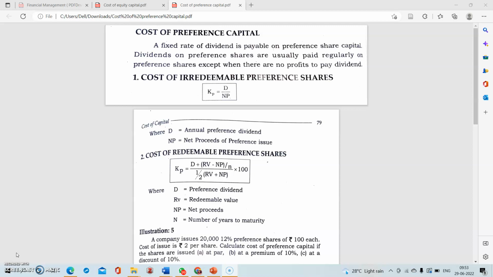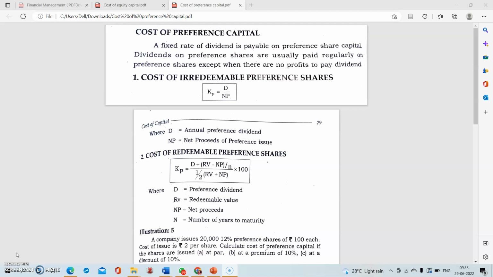In the case of preference share capital, you get a fixed rate of dividend. The dividend is fixed and it cannot vary. It is not based on the amount of profit that you earn, but a fixed rate of dividend is fixed at the inception itself, and that will be paid periodically. And in this case, you see two types of preference shares. One is the irredeemable and next is the redeemable.